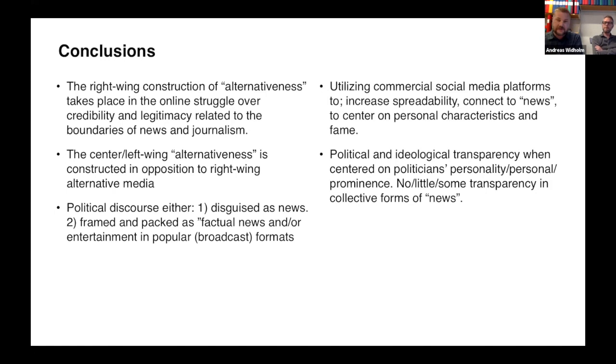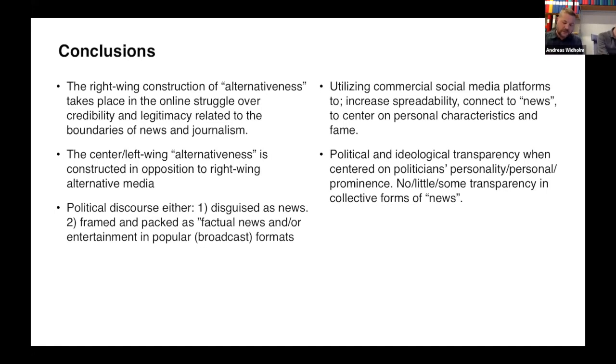In the former dimension, the dimension of alternative news, the political discourse is more implicit and sometimes even concealed and hidden behind a sort of ostensible objectivity or professionalism. In the latter, political discourse is explicit and therefore transparent. Politics is centered on the performance of the individual politicians, such as in the talk shows, for example.